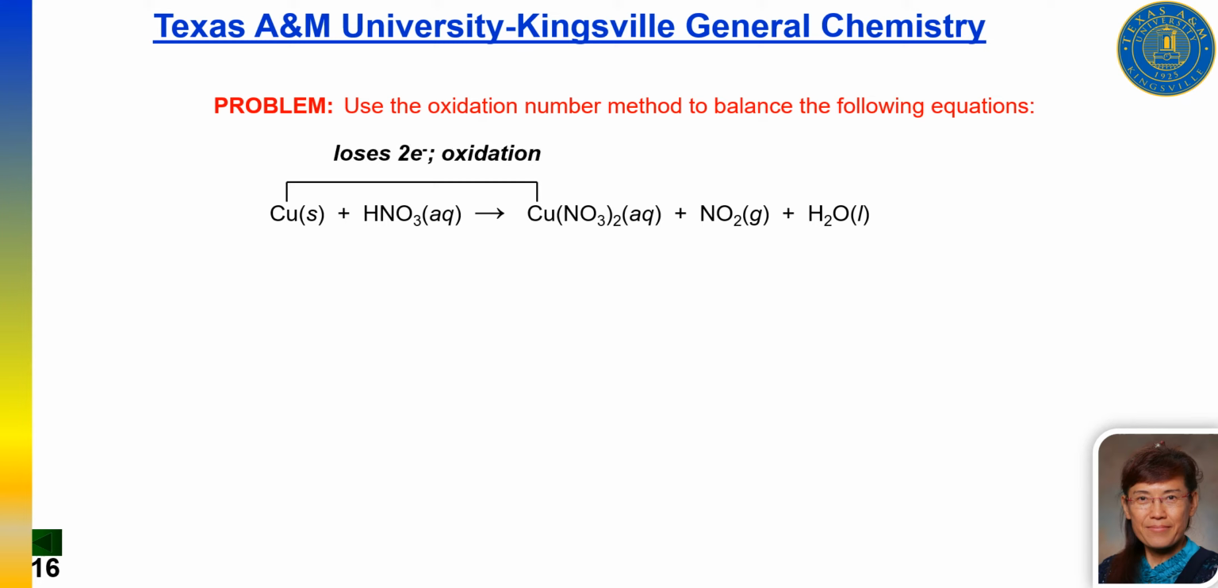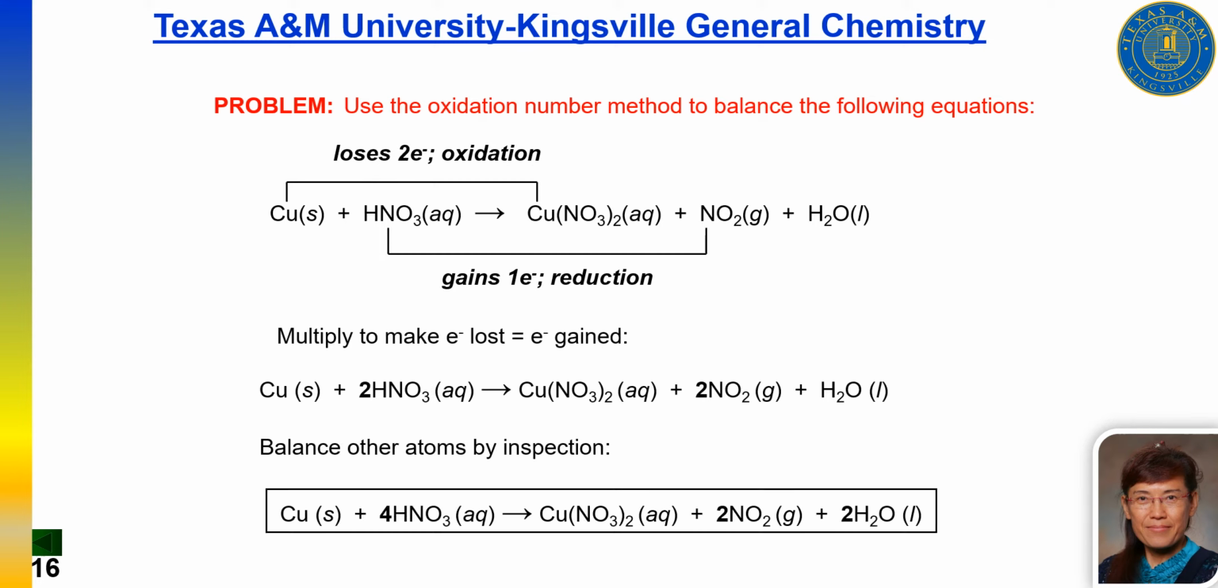Here is what we are going to do. Number 1, you use these tie lines to represent the oxidation number change for copper. From 0 to positive 2, you lose 2 electrons. You can simply write 2 minus 2 electrons. This copper has been oxidized. Copper by itself is a reducing agent.